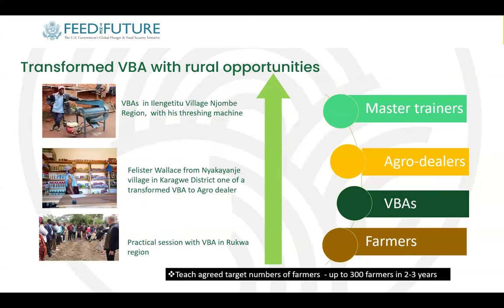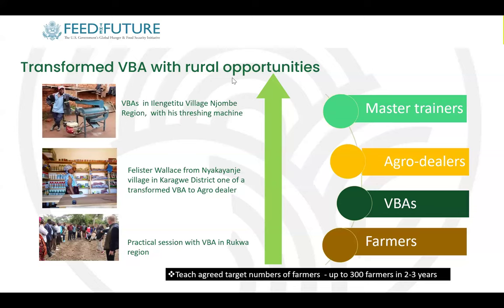So this is just the pathway. Normally we take the VBA as the farmer who, after capacity building, some transition to agro-dealer, while we see a few becoming master trainers. We have very few master trainers in different regions, especially Katavi and Bukwa. They are gaining high reputation from the community.